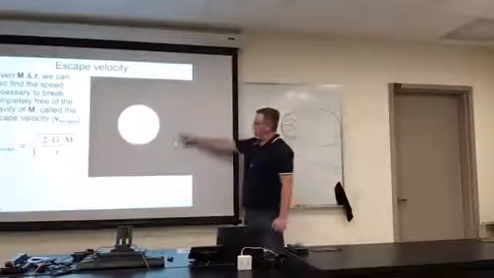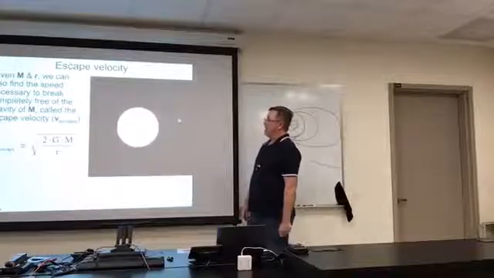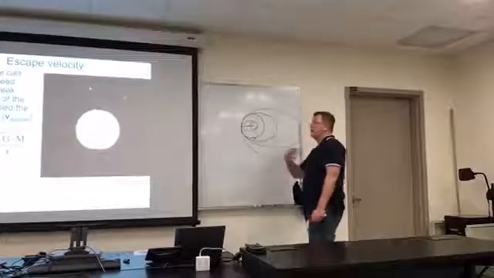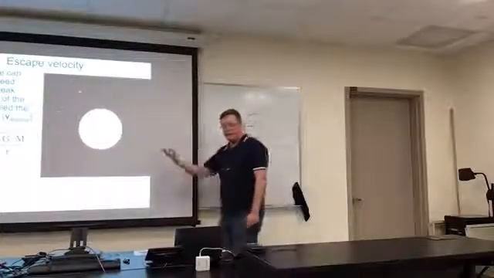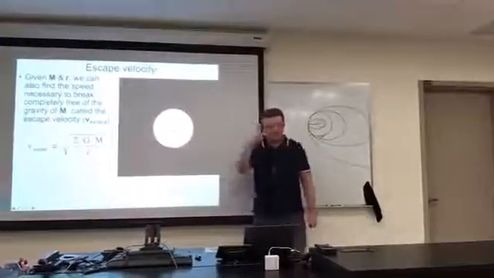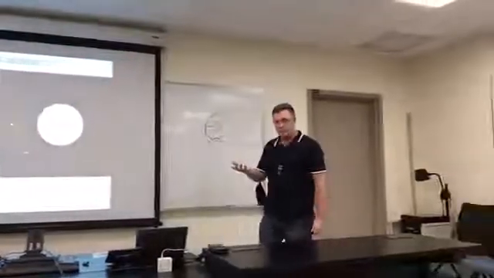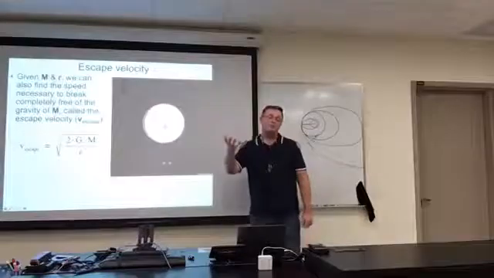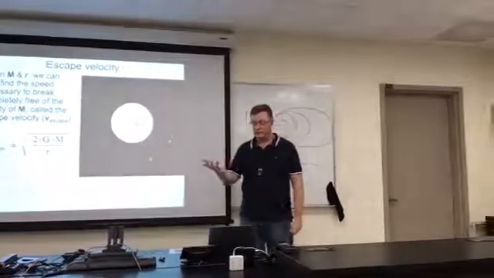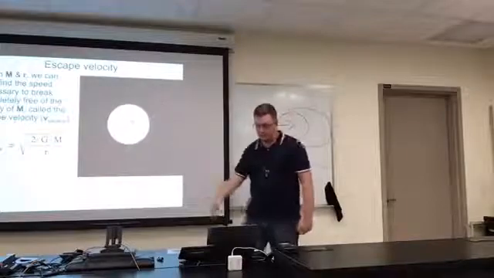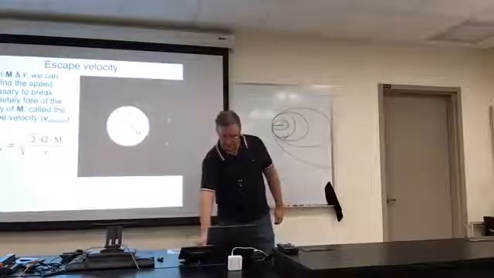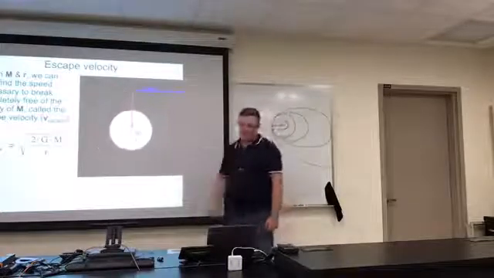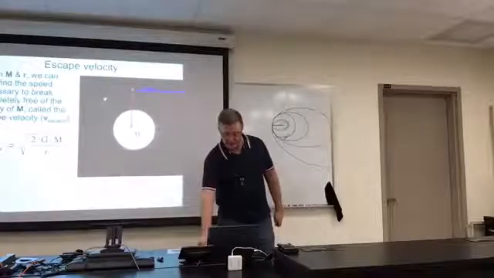If I start with an object that's already in orbit, I only need to speed it up a little bit, not tremendously. I don't even need to double its speed in order for it to escape. If it's already in a circular orbit, I just need to increase its speed by the square root of 2. The square root of 2 is 1.41, so I just need to speed it up 41% over its normal circular speed, and it will just break free of the Earth's gravity. So I start there at r. If I give myself the escape speed, I'm going to fly away into space and never come back.